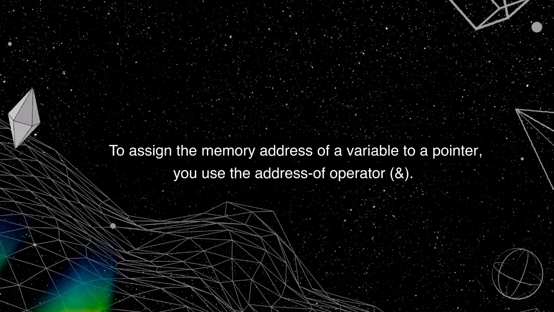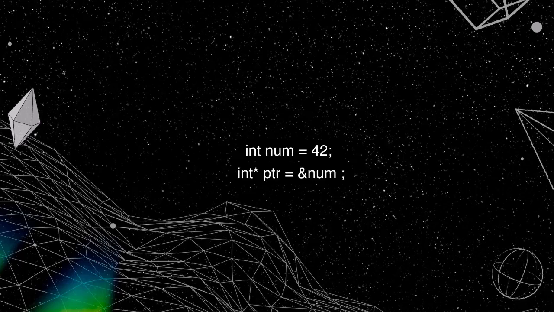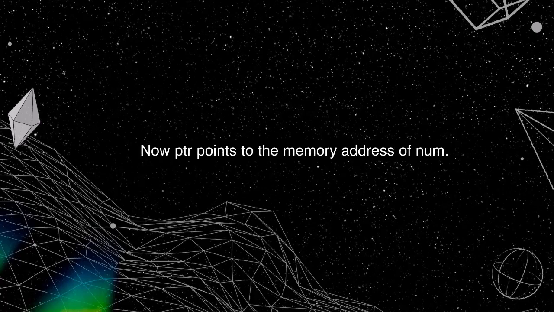To assign the memory address of a variable to a pointer, you use the address-of operator, &. For example, if you have an integer variable named num, you can assign its memory address to ptr like this. int num = 42; int *ptr = &num. Now ptr points to the memory address of num.